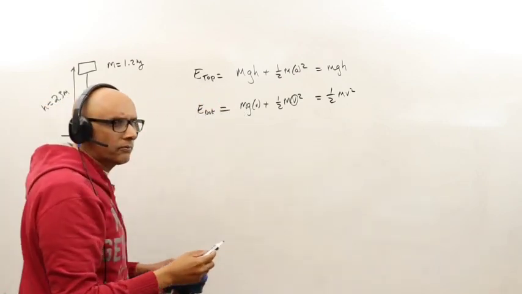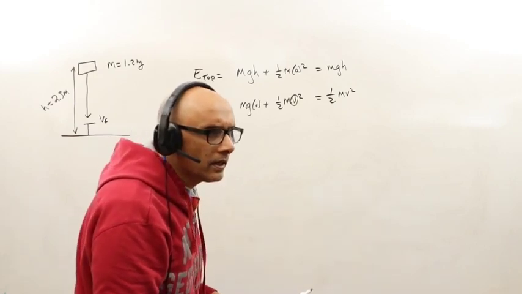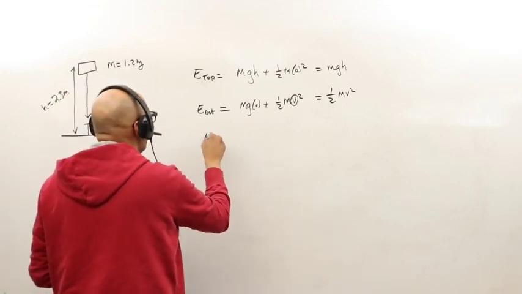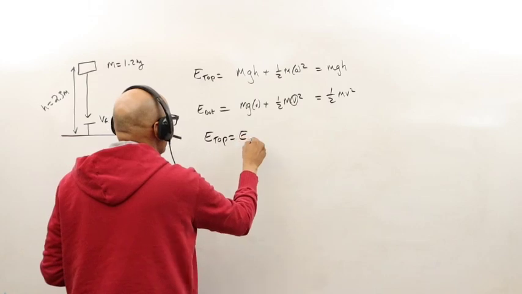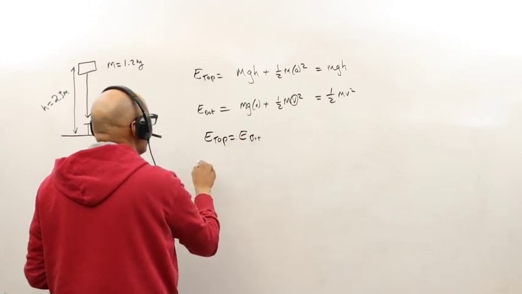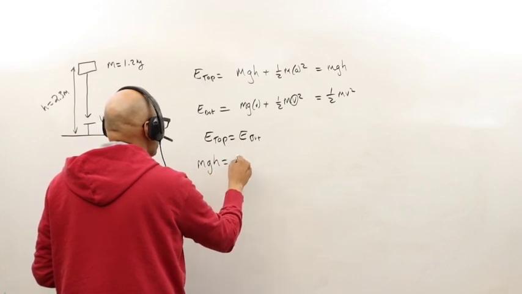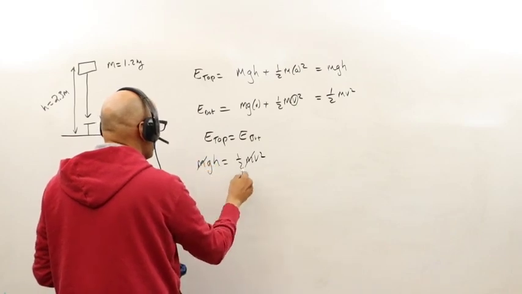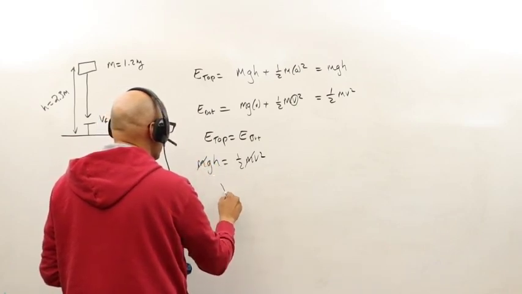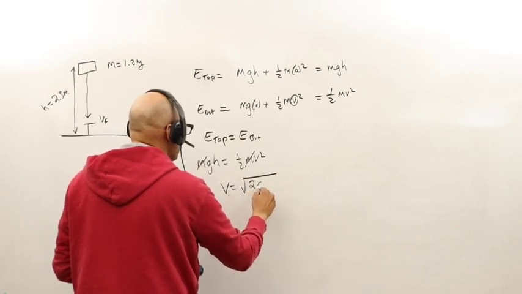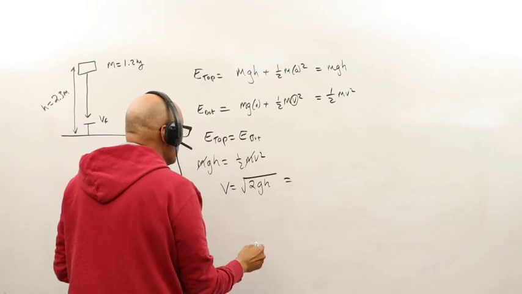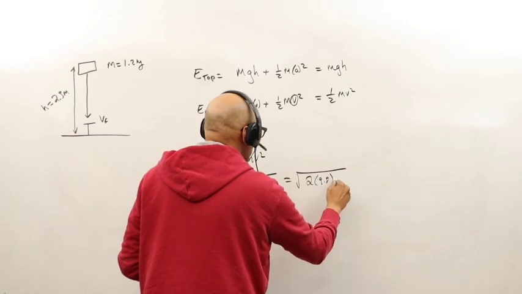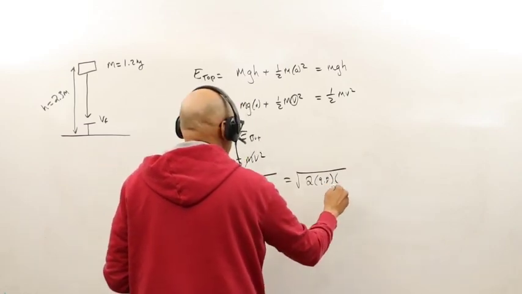So the first question is, how fast is the brick traveling? E top must be equal to E bottom. So mgh is equal to 1/2 mv squared. Notice we can cross out the masses, multiply by 2 on this side and square root, so I get V is equal to the square root of 2gh. So that's 2 times 9.8 times a height of 2.3 meters.